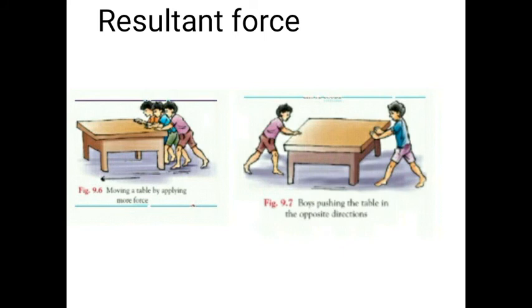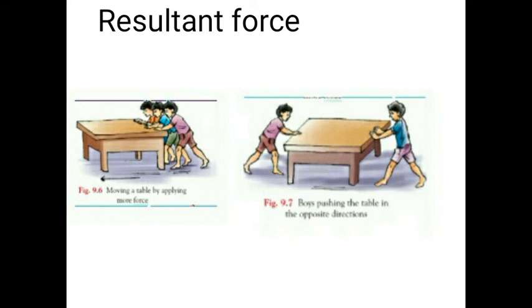Whenever all these three boys apply the force in the same direction, there occurs a large amount of force, so that the heavy object or table can move from one place to another. Whenever the force is applied in the same direction, there occurs a large amount of force. That greater amount of force is nothing but the resultant force, meaning the total force. It is the sum of all the forces acting on that object in the same direction.